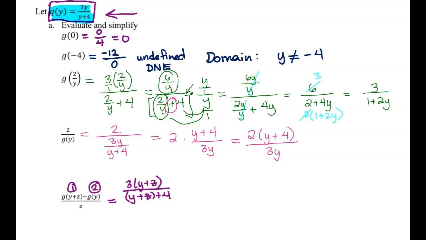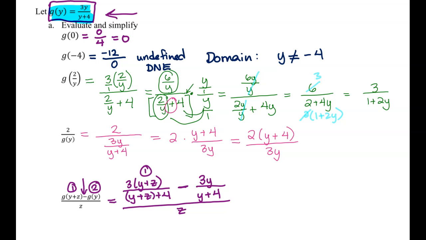You could be wrong, like in the numerator, if you didn't put them there and you just did 3 times y plus 1z, we're going to need 3 times y plus 3 times z. Okay, so that's my number 1. And then we're supposed to do a minus, so that's this minus right here. The original function g of y, which is 3y over y plus 4. We're going to divide that by z.